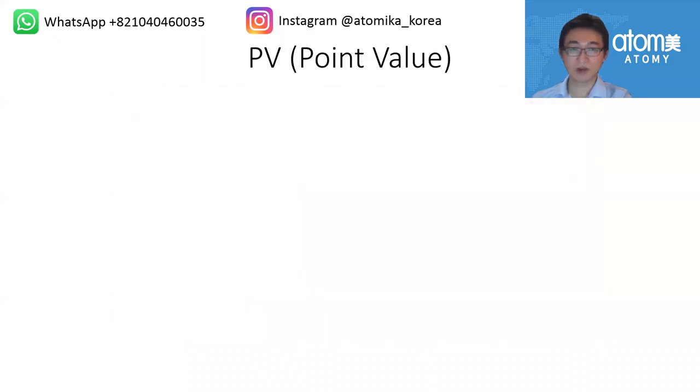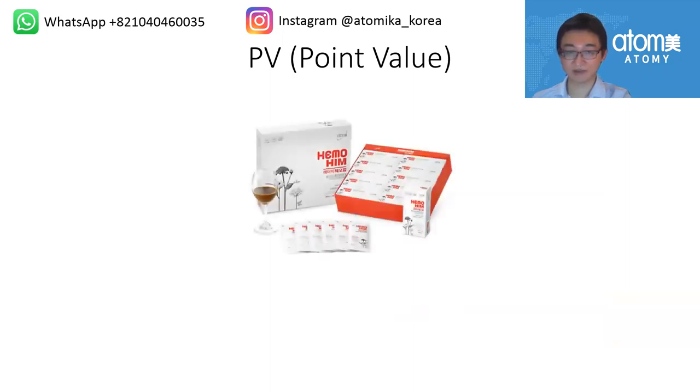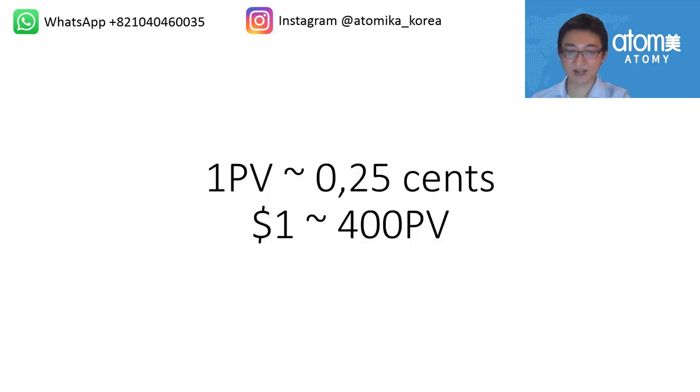But first, let's speak about PV, point value, and every product has its own point value. For example, Hemohim, the best-selling product on the American website, costs $92 and it gives 54,600 PV. That said, 1 PV equals approximately 0.25 cents, or $1 is approximately 400 PV. So this is a rough estimate because it's not a standard. Every product has its own PV and it varies from product to product.